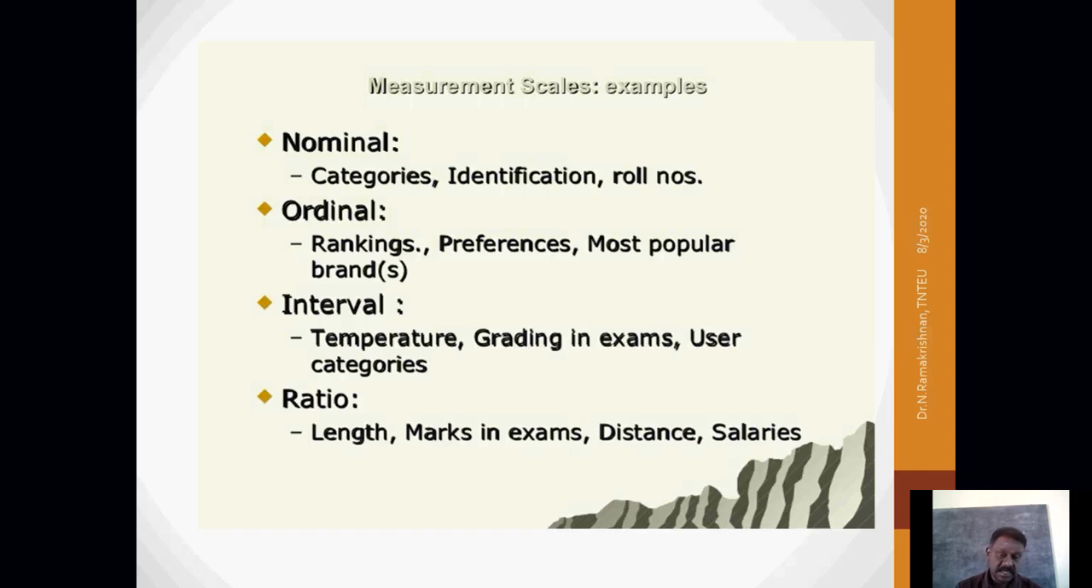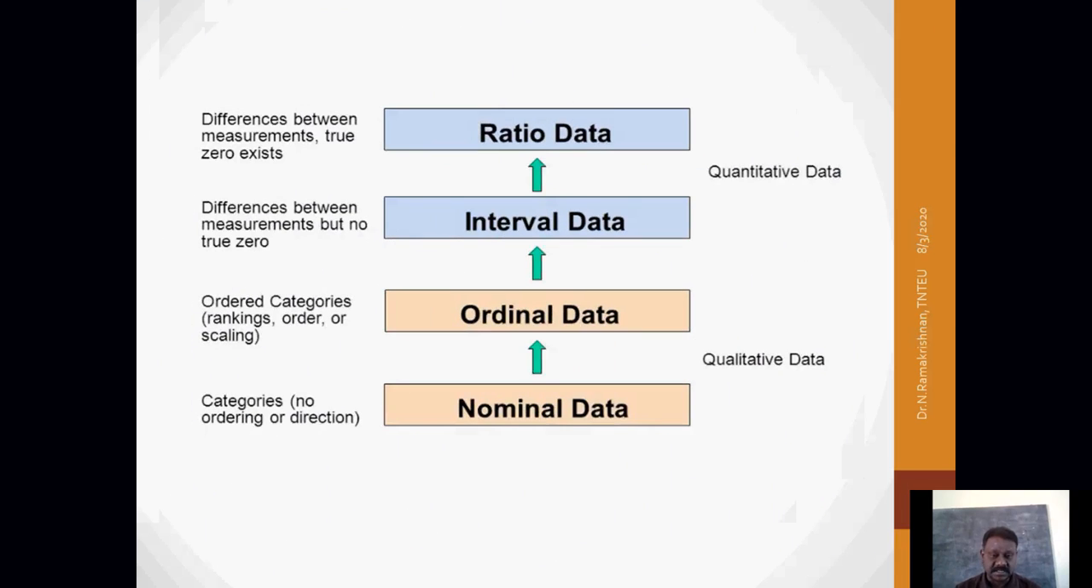Then ratio scale is, suppose, height of a person, the length of a cloth, or marks in an exam, or distance from one place to another place, and salaries. All these things form the ratio scale. In the ratio scale only, we go for higher level statistical computations. But in the nominal scale, can you think of any computation? Just classifying only. We cannot go for higher level of statistics.